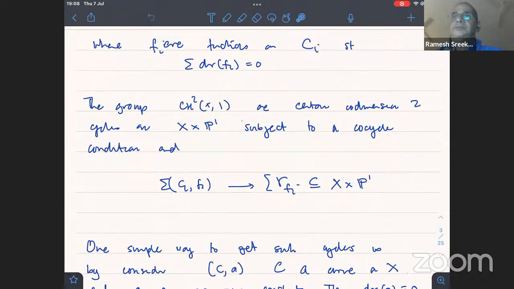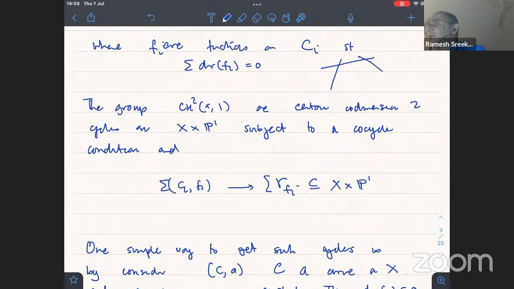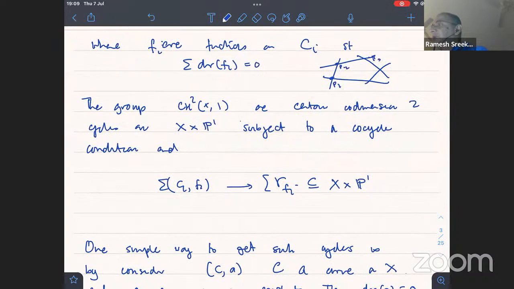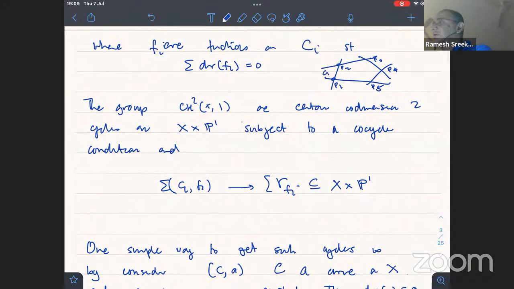So how do you get such elements? The key thing, of course, is to have functions satisfying this condition. If I draw a picture, you have a bunch of curves like this, and your function's divisors are this minus this and this minus this, and they cancel out. Say these points are P1, P2, P3, P4, P5 and the curves are C1, C2, C3, C4, and C5. You have a function on C1 with divisor P1 minus P2, on C2 with P2 minus P3, then P3 minus P4, P4 minus P5, and P5 minus P1. Then they would cancel out.